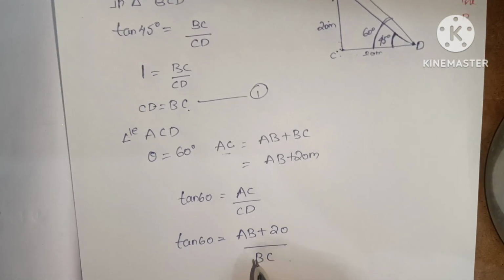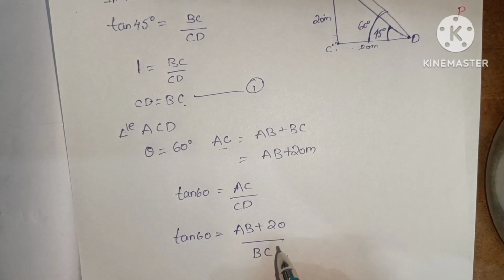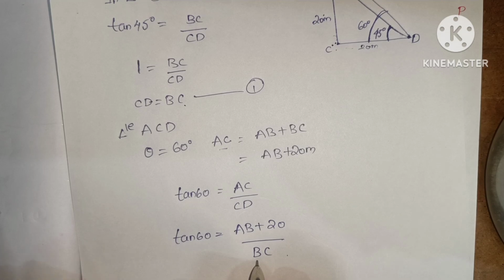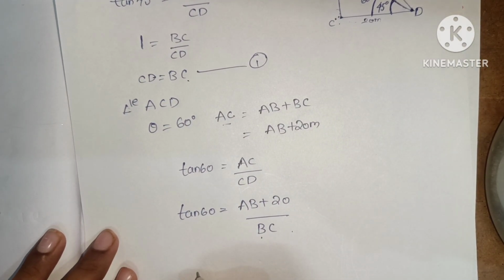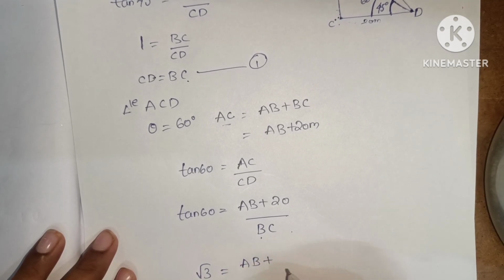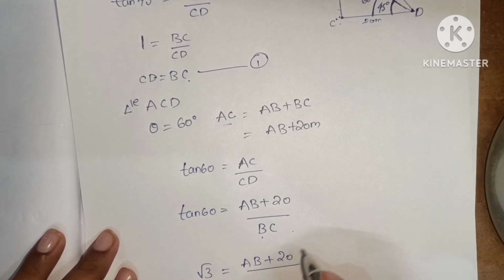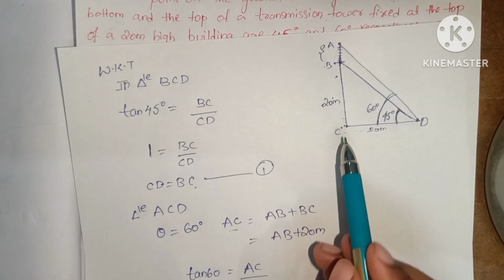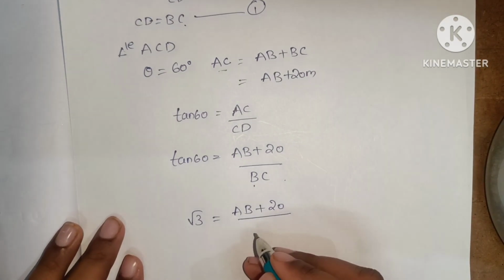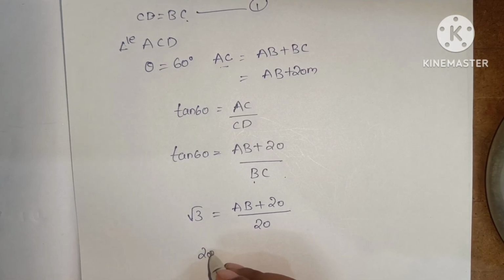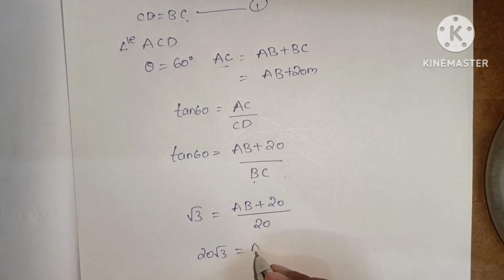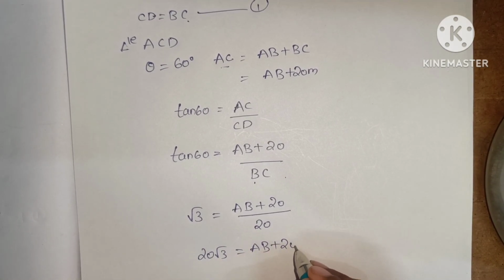So tan 60 equal to (AB + 20) by BC. Tan 60 value is root 3. So (AB + 20) by BC, BC value is 20. Transpose this to this side: 20 root 3 equal to AB + 20.